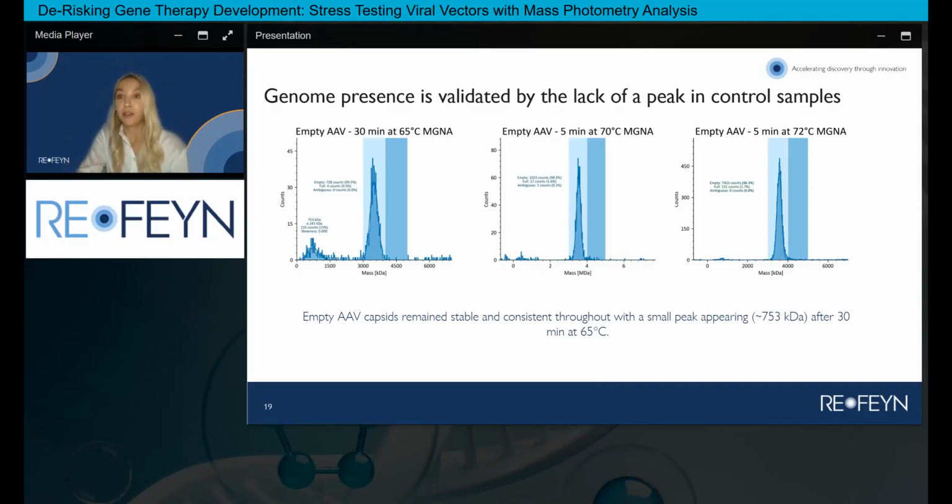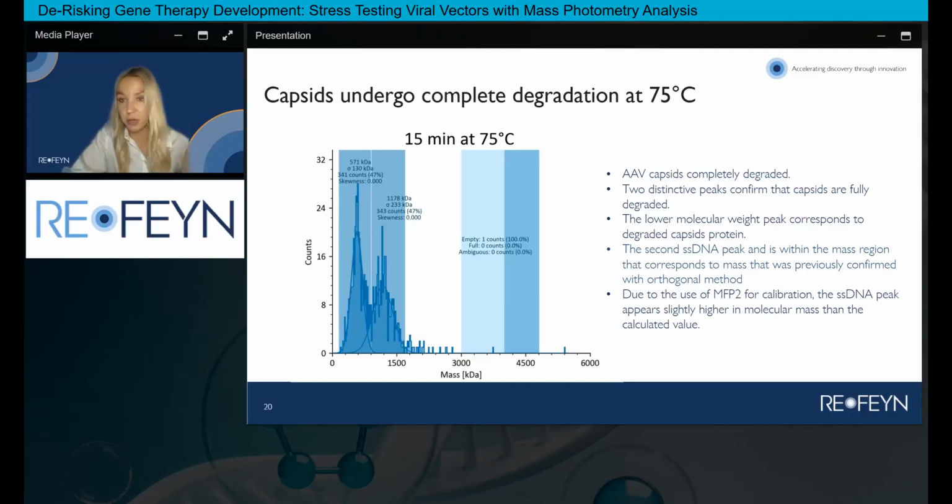Now, the genome presence, again, is validated by the lack of a peak in control samples, which were our empty AAVs that we tested, and they remained stable and consistent throughout. And then a small peak appeared after 30 minutes at 65 degrees.